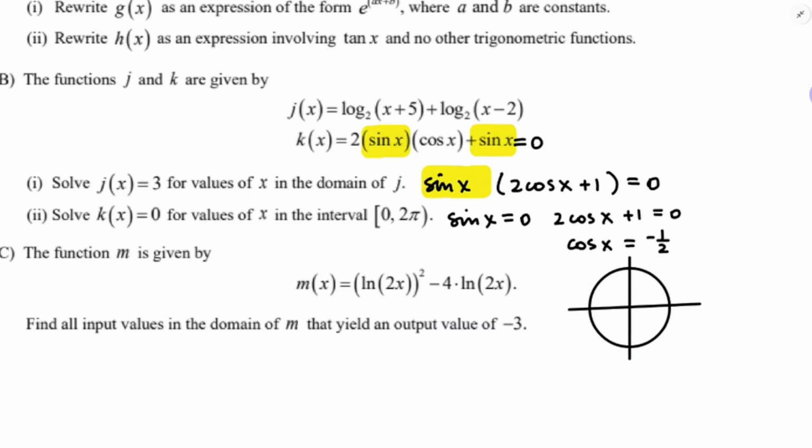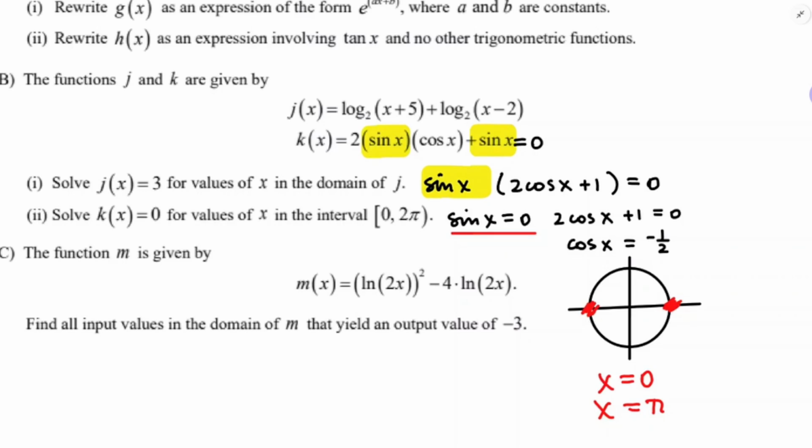thinking about where is sine x equal to 0. Well, the y coordinate on the unit circle is 0. That's going to be x equals 0, but we're only looking 0 to 2 pi, not including 2 pi, so I'm going to say I've got x equaling 0 and x equaling pi.